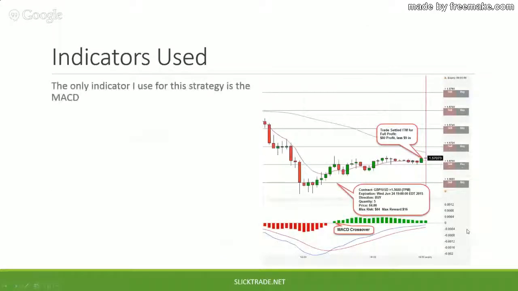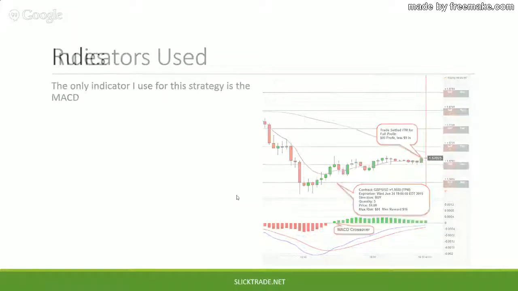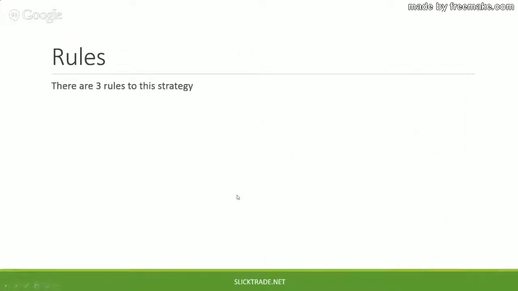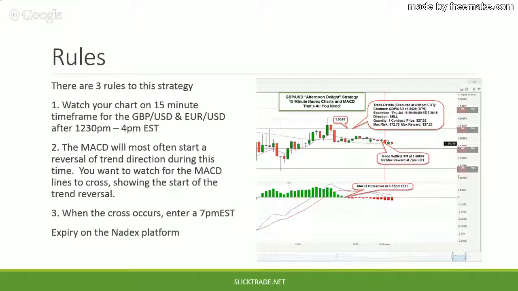The indicator that is used, there's only one, is the MACD. The rules to this strategy. 1. Watch your chart on the 15-minute time frame for the GBP and the Euro USD after 12:30 p.m. You can watch it from 12:30 to 4 p.m. Eastern Standard Time. The MACD will most often start a reversal of trend direction during this time.